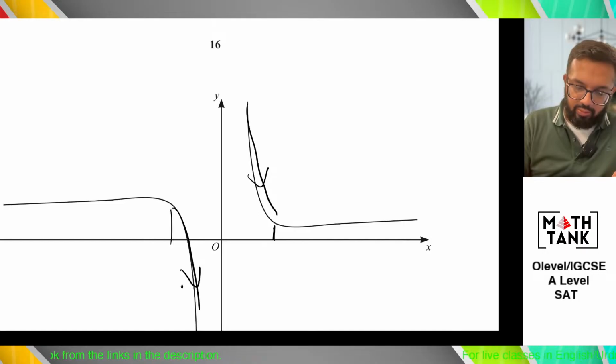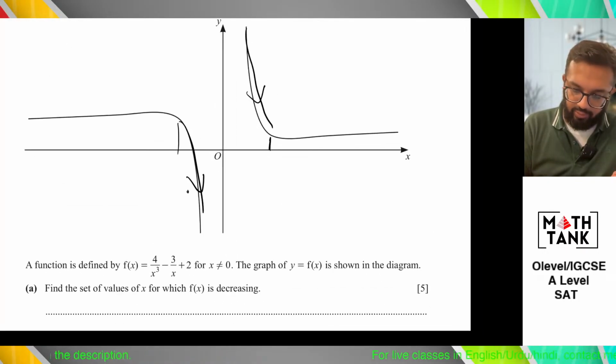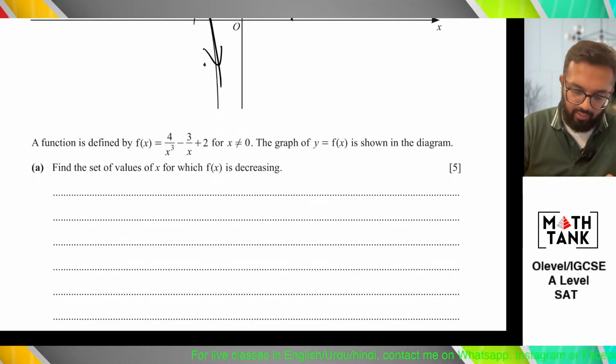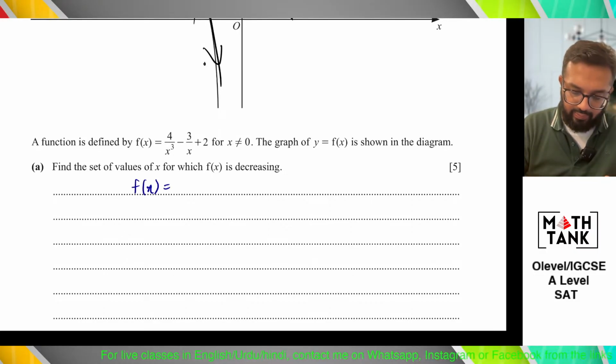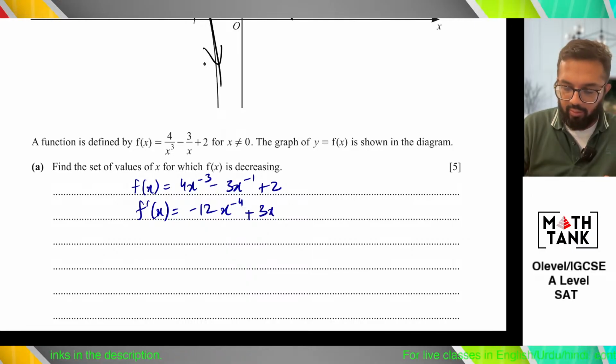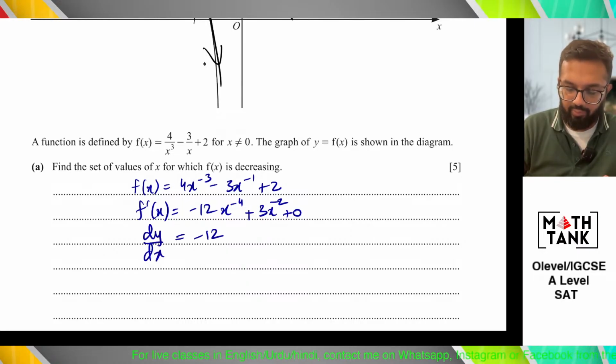So this question is about differentiation. It says find the set of values of x for which this is decreasing. So f of x is 4x to the power minus 3, minus 3x to the power minus 1, plus 2. f dash of x is minus 12 over x to the power 4 plus 3 over x squared, and x not equal to 0. That's what I missed earlier on. Should be an easy question from here.